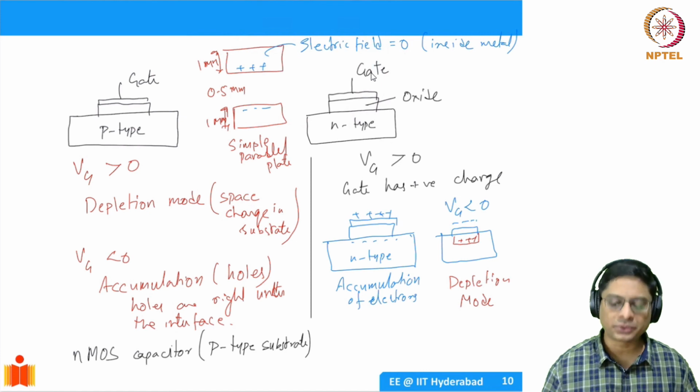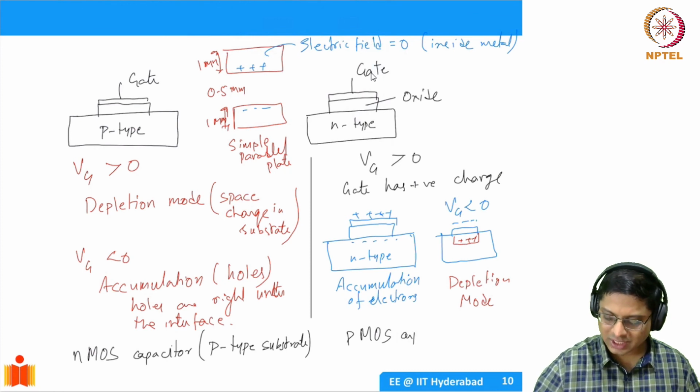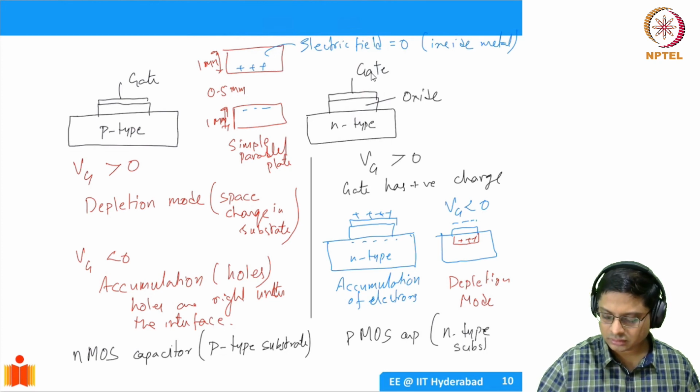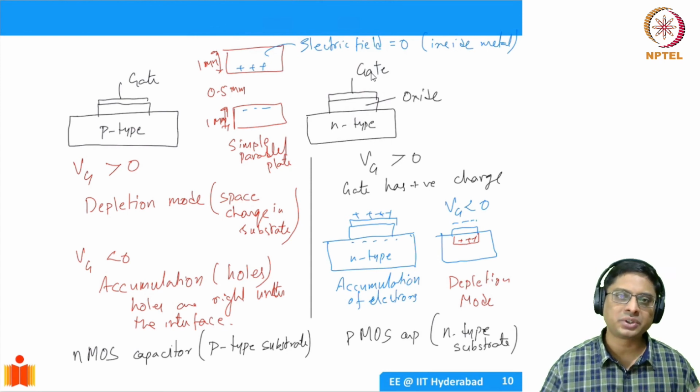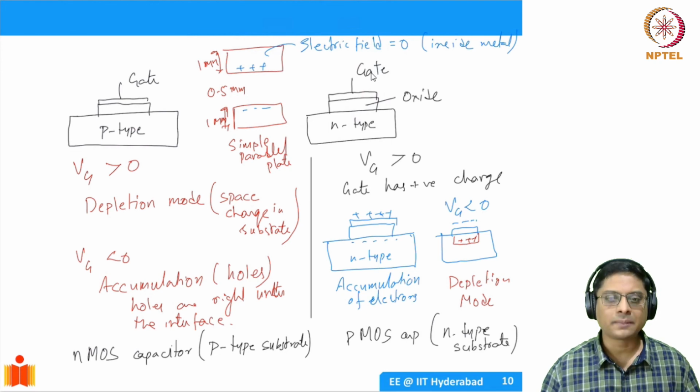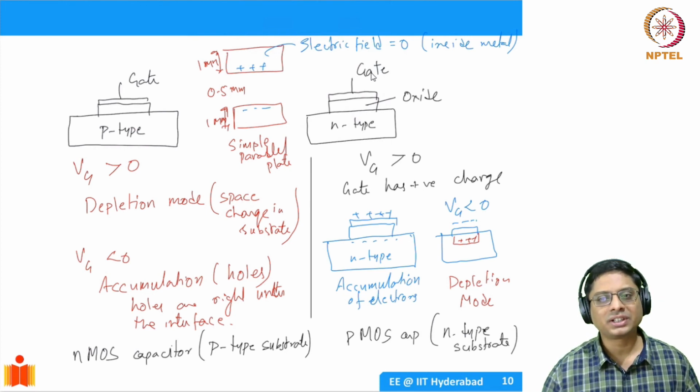If you have an n-type substrate, we call this a PMOS capacitor, PMOSCAP, and for a p-type substrate, an NMOSCAP. The behavior is exactly opposite. Sorry, if you apply a positive voltage in an NMOSCAP, you should get depletion. If you apply negative voltage, you get accumulation of holes. And if you have a PMOSCAP, if you apply a negative voltage, then you have depletion. If you apply a positive voltage, you get accumulation.